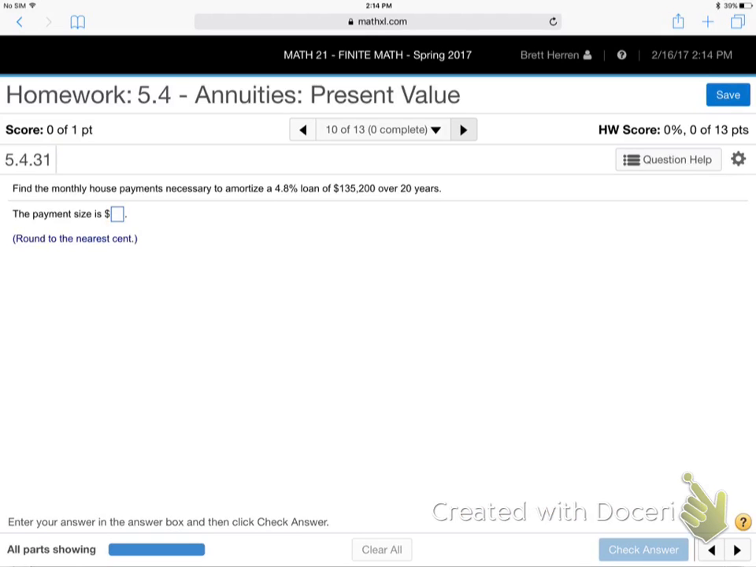Monthly house payments necessary to amortize a 4.8% loan of $135,200 over 20 years. Suppose you buy, so notice you're buying a house, $135,200, right? How would you know which formula to use? Well, if you buy the house or buy the car, you have the car now, or you have the house now. Present value, right? The bank gave you the money now, right? The pile has come to you now, right? Present value. So that's present value of an annuity. So there's the formula.